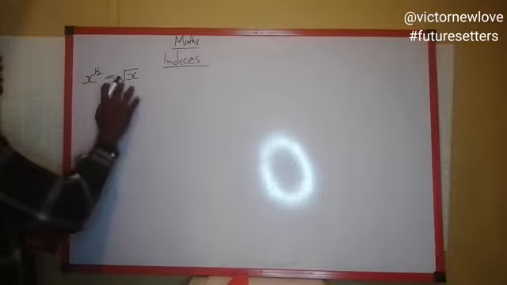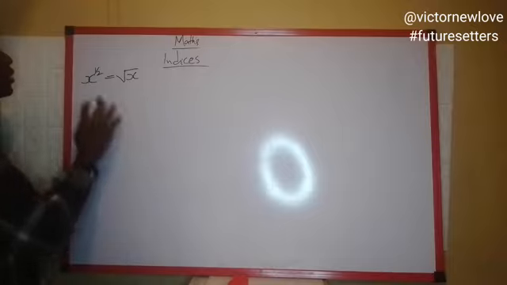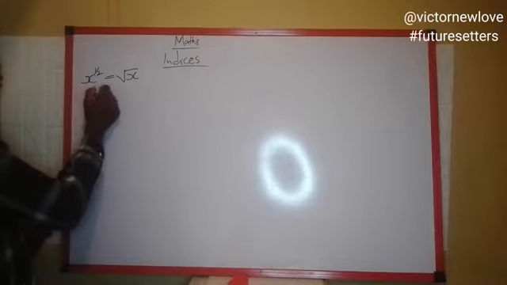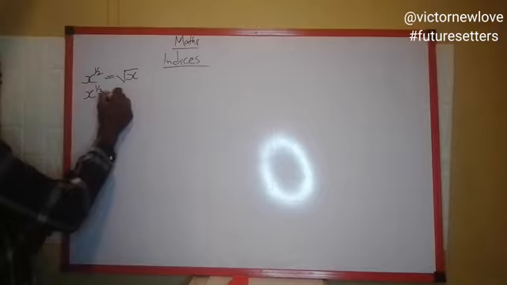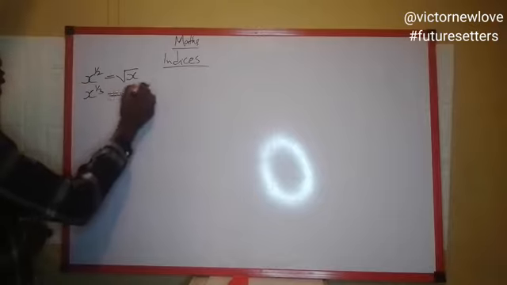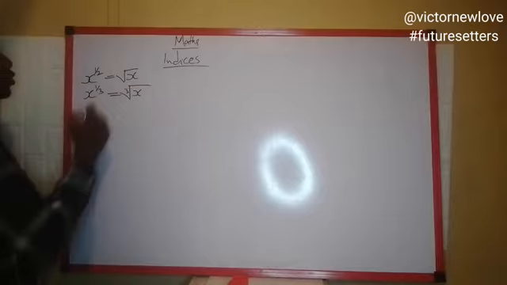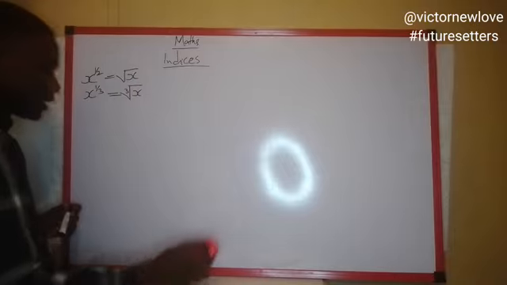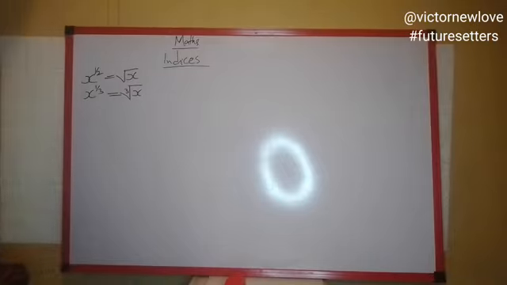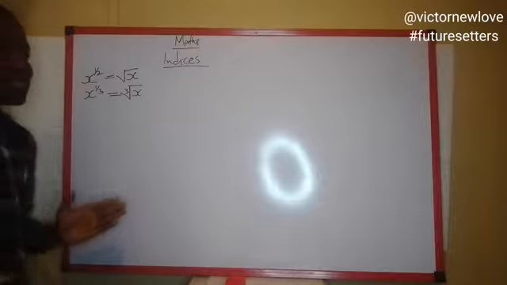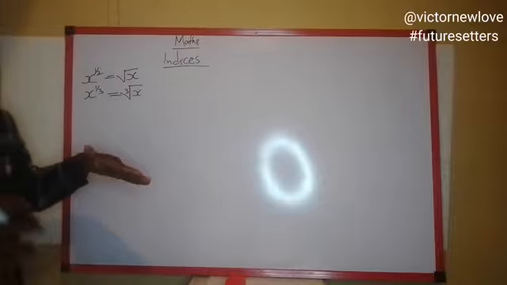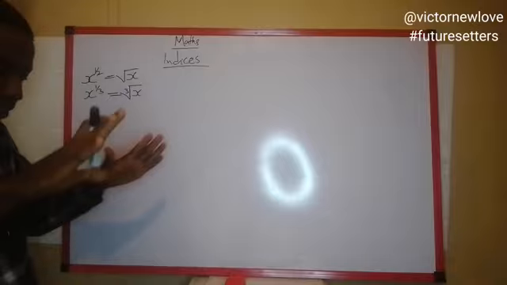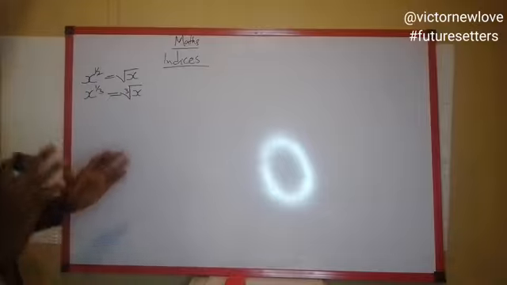So if they give you root x, it is x raised to power half. Then if you have x raised to power 1 over 3, it will give you the cube root of x. Like I said, x raised to power half is the square root of x, and x raised to power 1 over 3 is the cube root of x. So now we have stated so many things.